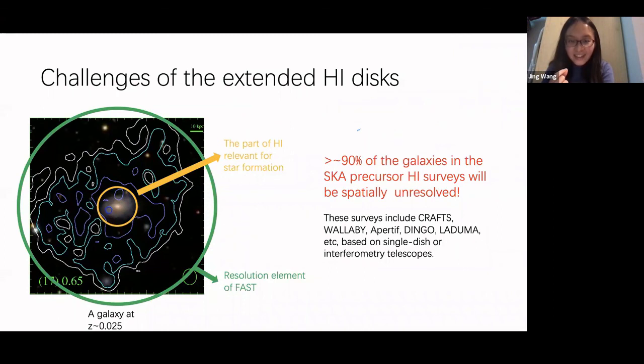We add the luminosity we obtain on different positions on the galaxy. We get the total, the cumulative luminosity of the galaxy, and then we convert that into the H1 mass.